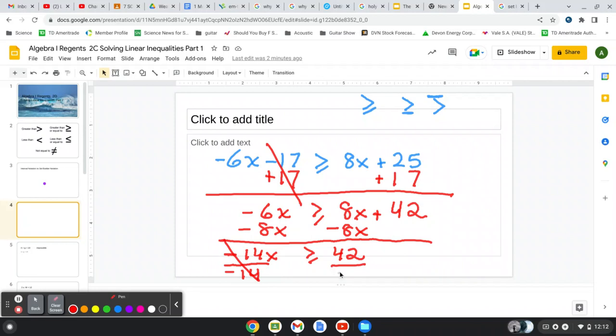Whatever you do to one side, you do to the other. And then you'll know you have to flip it. Now you have to flip. So what do you think this would be? Okay, so now remember, we have a positive and a negative, so we're going to have a negative. 42 divided by 14 is 3. So that'll be our answer. X is less than or equal to -3.